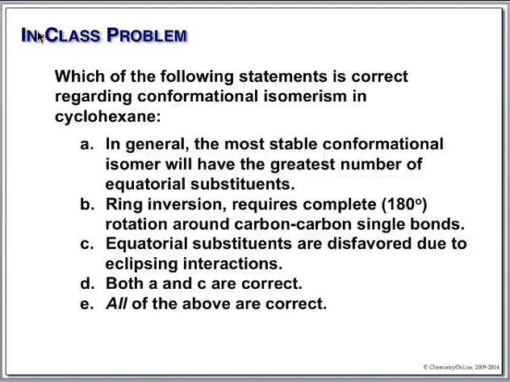B, ring inversion requires 180 degree rotation. Well, you can't really do that in a ring, can you? You can't flip it all the way around because it's connected. So that's wrong. And equatorials are disfavored? No. Axial are disfavored, not equatorial. So the only correct answer is A.